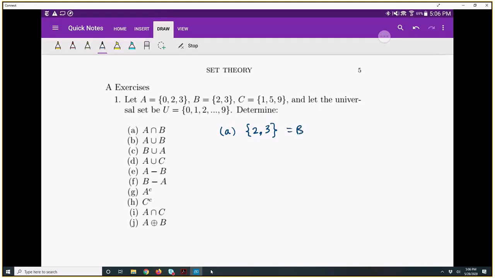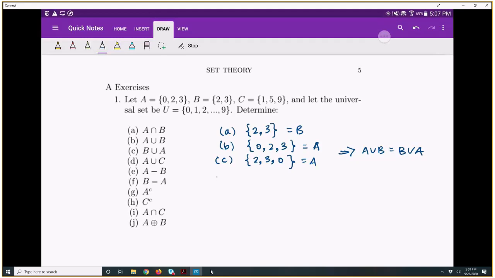So that's actually B. Now the union of A and B: I want to take everything that's in A, so I take 0, 2, and 3. Then I want to throw in everything that's in B, but I already have everything that's in B because 2 is there, 3 is there. So the union just happens to be A. Now, for part C, I want B union A. So again, I'm going to start with everything that's in B, and then I'm going to throw in everything that's in A. Well, I already have 2 and 3 because I took B, so it's just the same set. We know that it doesn't matter which order we write these elements in. So A union B is equal to B union A. And that's not a coincidence. That's always going to be true.